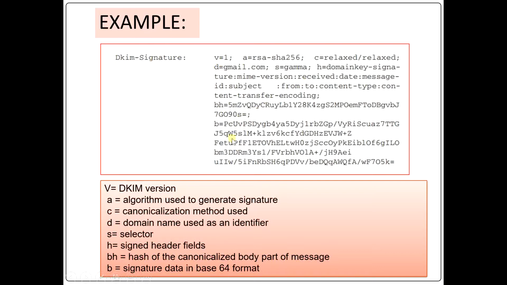Then we have bh, which corresponds to the hash of the canonicalized body part of the message. This provides additional information for diagnosing the signature verification values. Finally, in the message you also have a field which corresponds to b, and this is the signature data in base64 format, that is the encrypted hash code.